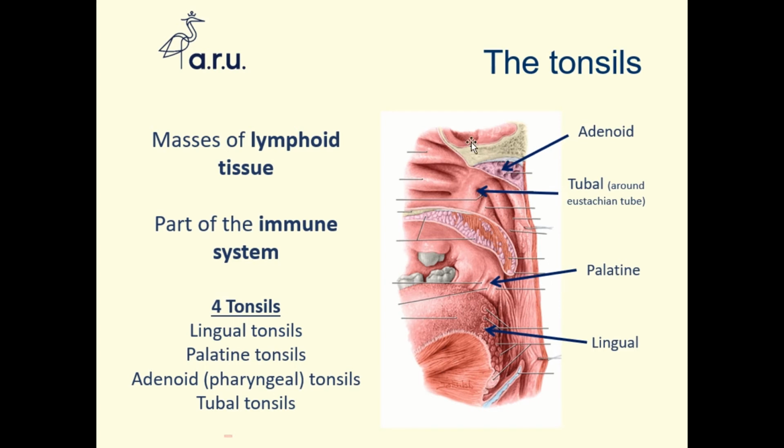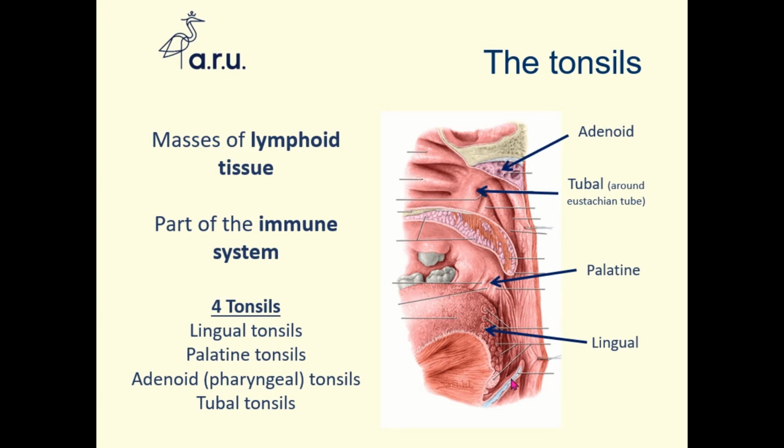The illustration over here basically shows you a mid-sagittal section taken through the nasopharynx and the oropharyngeal region. You can see the base of the skull, the hard palate followed by the soft palate, and then the tongue resting in the oral cavity. This is the horizontal part of the tongue, and that's the vertical part of the tongue. Now let's identify the different tonsils.